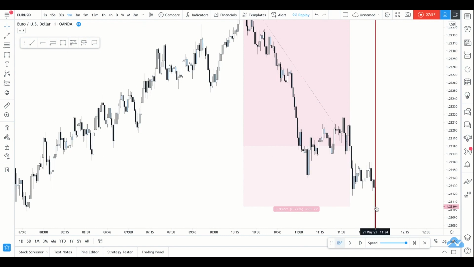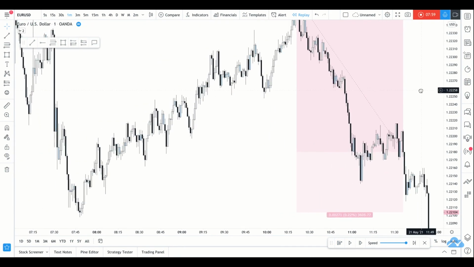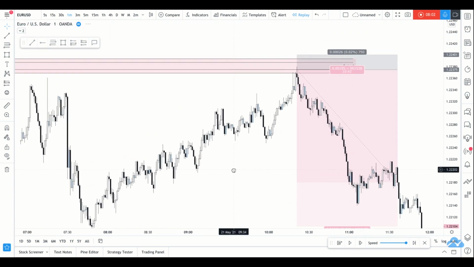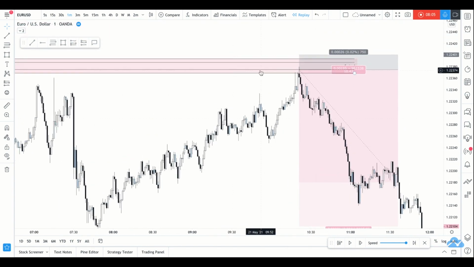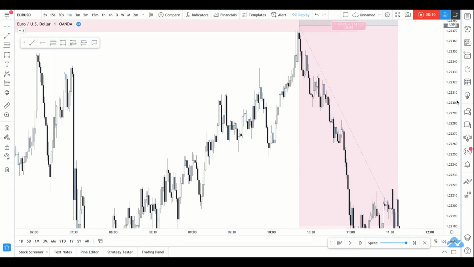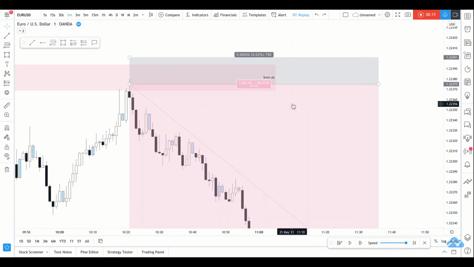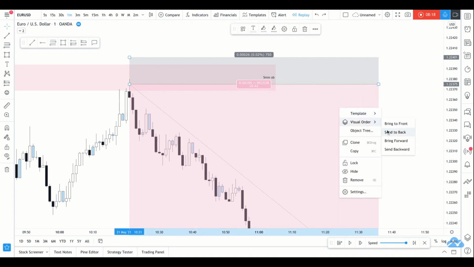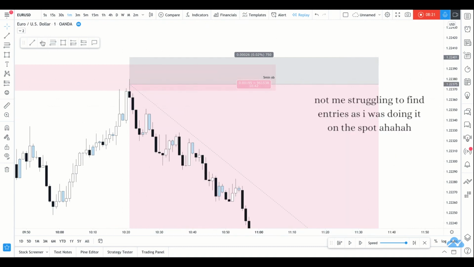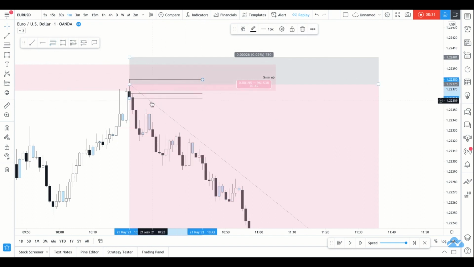Let me scroll back to this. Okay, and then what was I gonna say? Oh, entries. If you didn't enter right away and you wanted confirmation, you would have to wait. You would have to get in about, okay, let's just leave that here for now. I'm doing this on the top of the spot. Like here, this broke down, but you know here, it didn't really come back to touch here. So that would have been a missed entry.